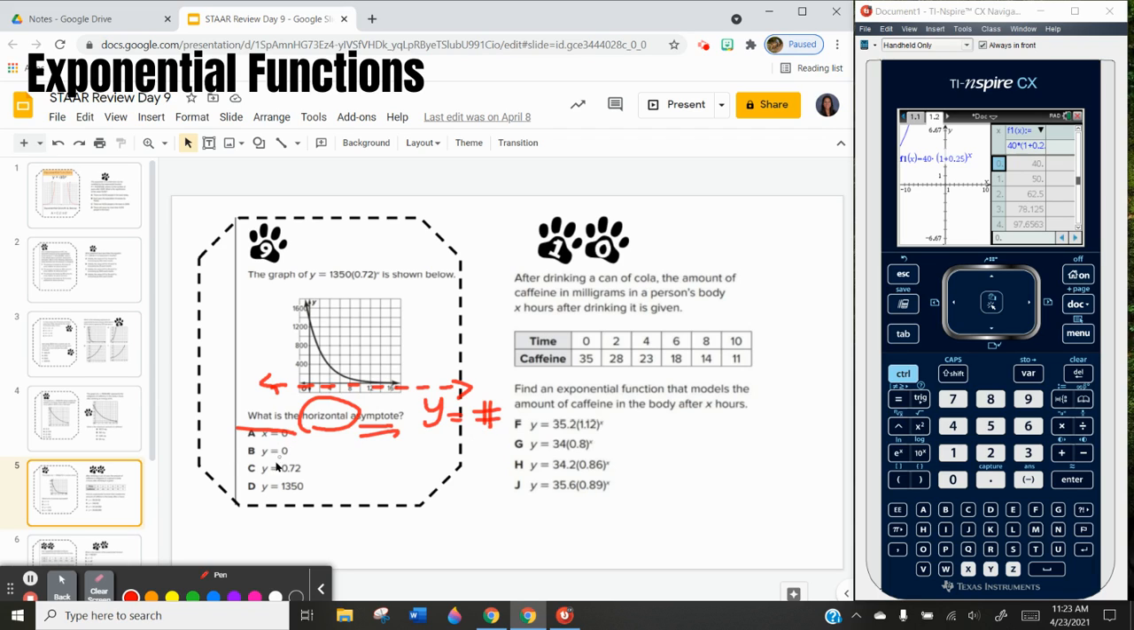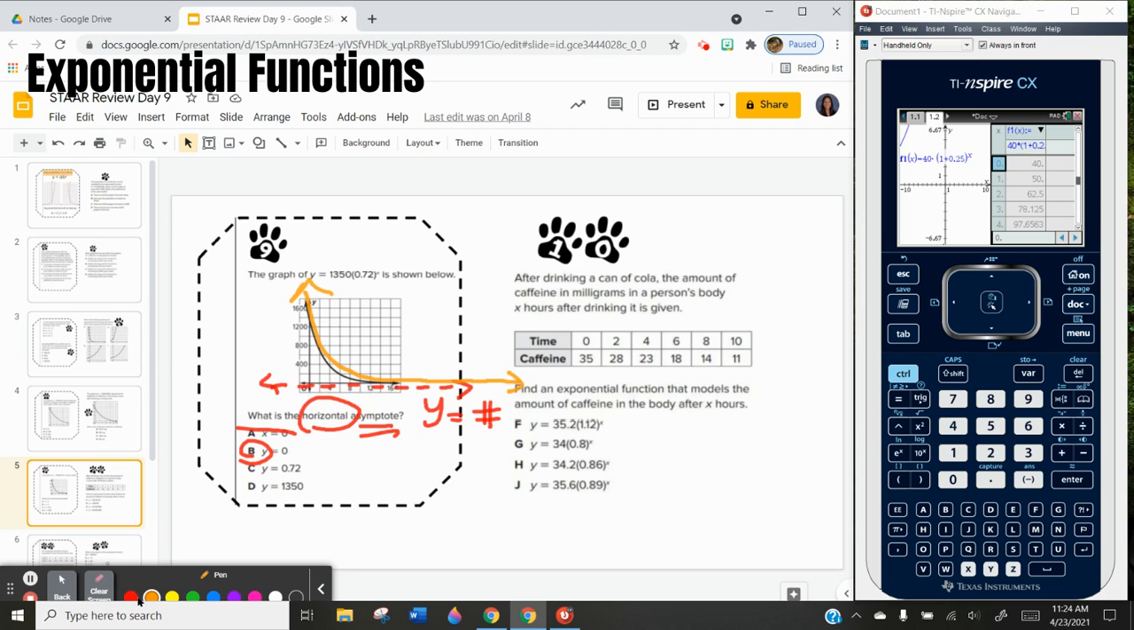So looking at my answer choices, I can cross out A. It has to be y equals a number. It goes right through the 0, y at 0. Now, again, remember that this graph does continue to go forever and ever, but it flattens out and it will never dip below that asymptote.